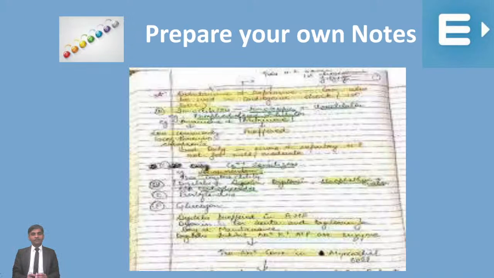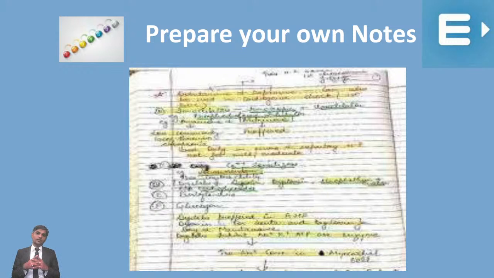Then after that, sir, many students fail at this point: prepare your own notes. See what they'll do, sir. You may go to some coaching center. That coaching center may provide some notes or some material. You always read that material.